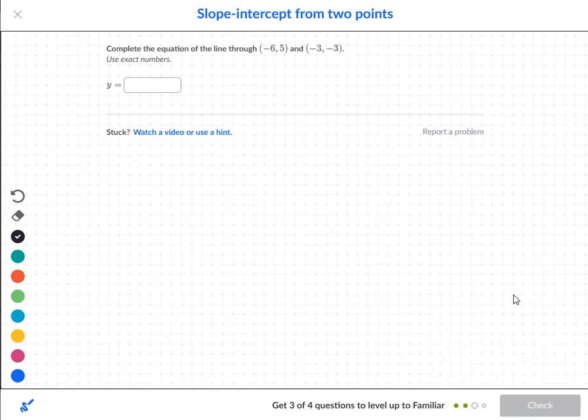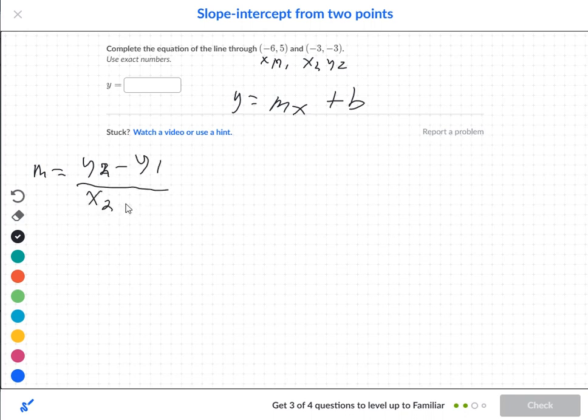Okay, next question. Again, we've got 2 points here. So this is the formula we want to use. Y is equal to mx plus b. So we want to figure out what the m is, and we want to figure out what the b is. So we're going to say x1, y1, x2, y2. So I'm going to find the slope first. So I'm going to take my second y, subtract my first y. Take my second x, subtract my first x.